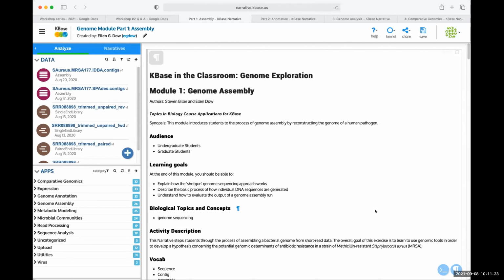So I'm Steve Biller. I teach in the Department of Biological Sciences at Wellesley. I've been using KBase for the past year and a half in my classes, for context, both in a 60 student introductory genetics class, or 200 level genetics class, as well as in an advanced undergraduate seminar in bioinformatics. And so this genome exploration module is one that I started using last year in genetics when we were teaching fully remotely due to COVID, in a 2.5 hour exercise.